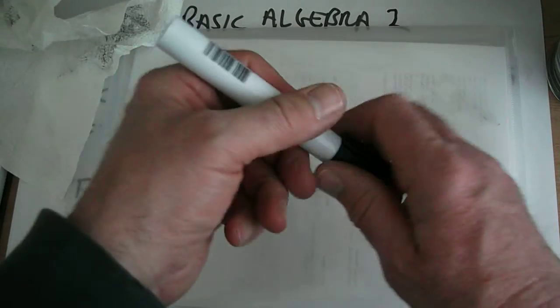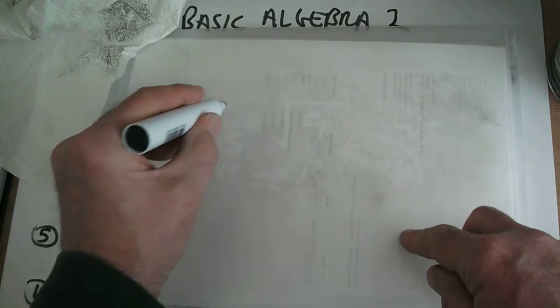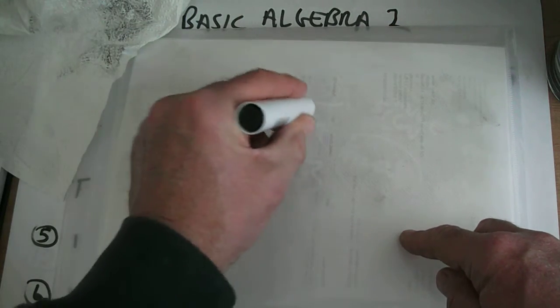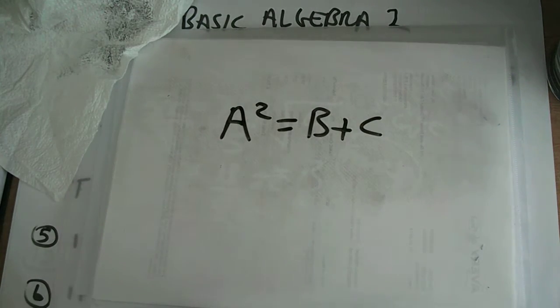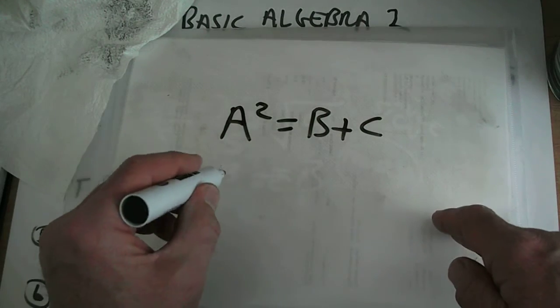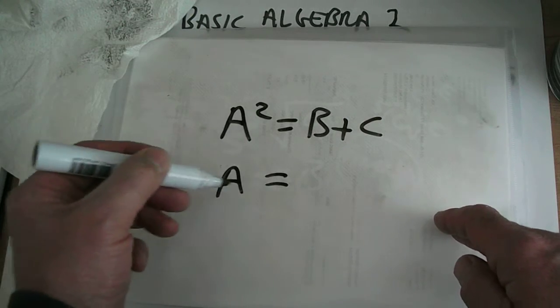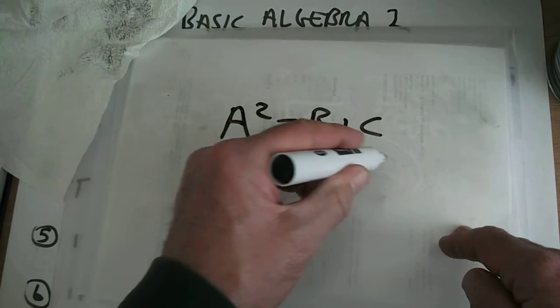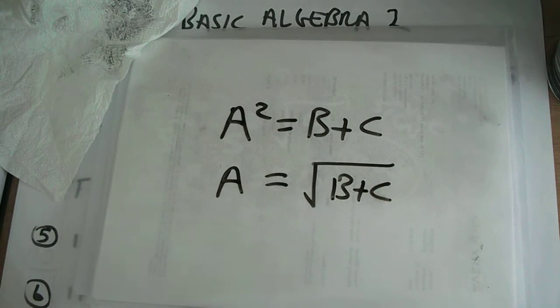If I've got a formula, say I've got a squared equals b plus c, and I wanted to find a, then I simply square root a squared, which is a. But because I've square rooted this side, I have to square root the whole of the other side, so I say the square root of b plus c.